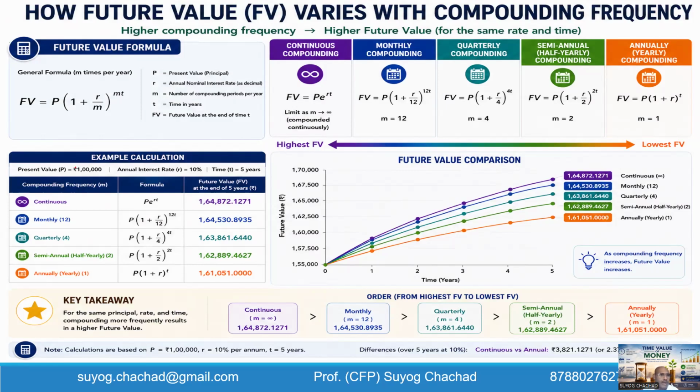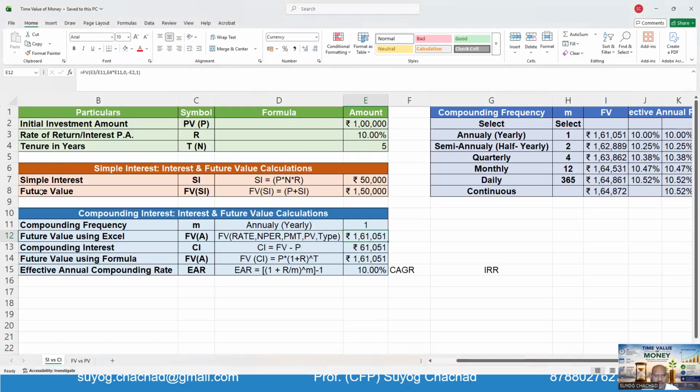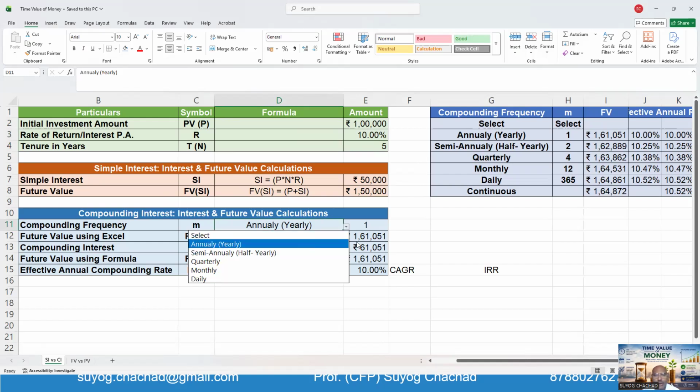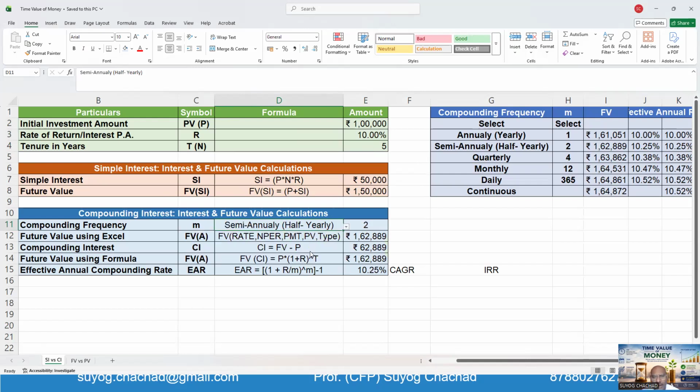So this is the formula where you can calculate your future value for different compounding frequencies. Let's understand with the same example. Look at the same amount, 1 lakh rupees invested at the rate of 10% for 5 years. Initially it was annual compounding, so you are getting 1,61,000. If you change it to semi-annual compounding, you can check your value has been updated to 1,62,000.